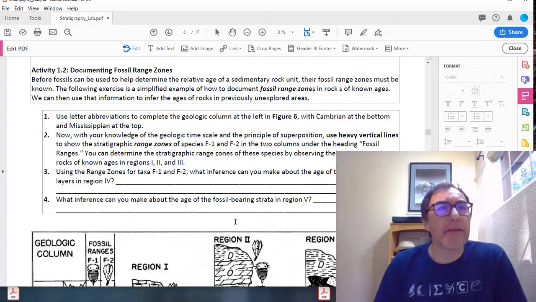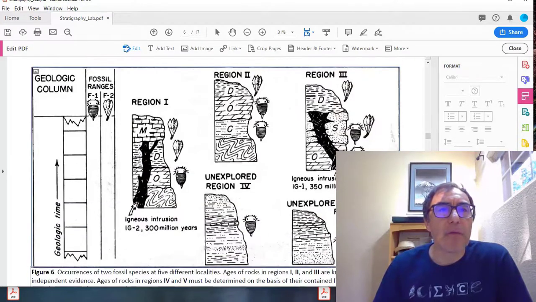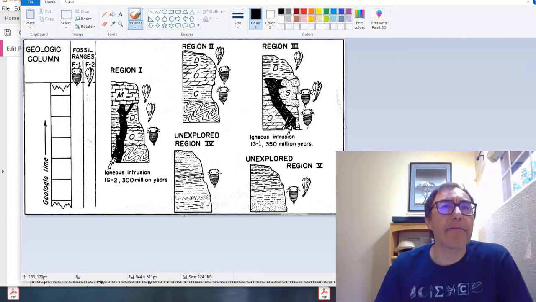For activity 1.2, we're looking at this figure and we have two different species or taxons. We have fossil F1 and fossil F2. And our job is to figure out what their range zones are. We're going to draw that here on this figure. So let's click on that and we'll edit this figure a little bit here.